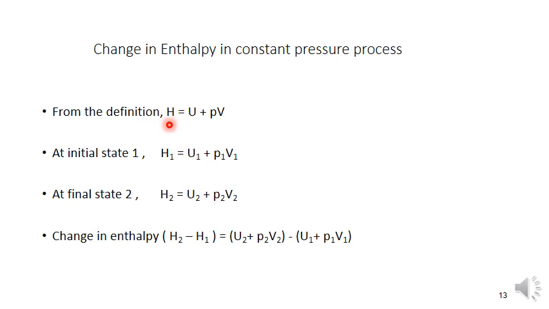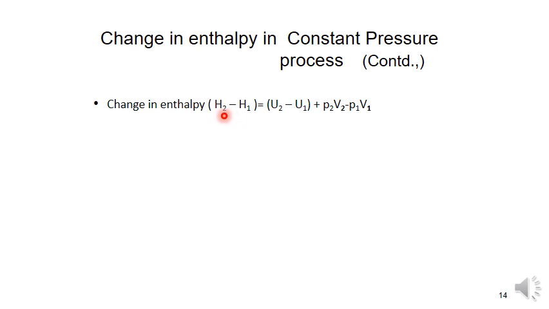From the definition, H is equal to U plus PV. At the initial state, H1 is equal to U1 plus P1 V1. At the final state, H2 is equal to U2 plus P2 V2. So change in enthalpy means H2 minus H1. I am writing the total H2 value here: U2 plus P2 V2 minus bracket open U1 plus P1 V1. So I am writing this as H2 minus H1 is equal to U2 minus U1 plus P2 V2 minus P1 V1.